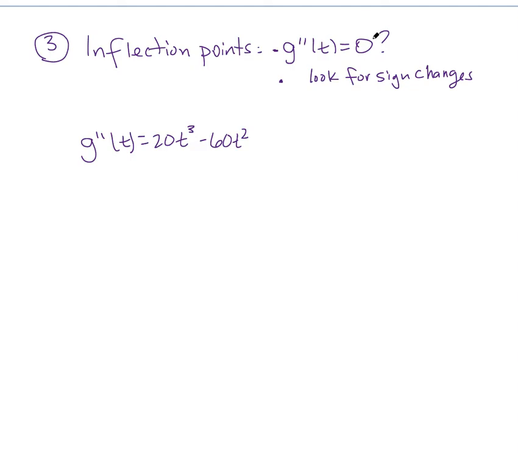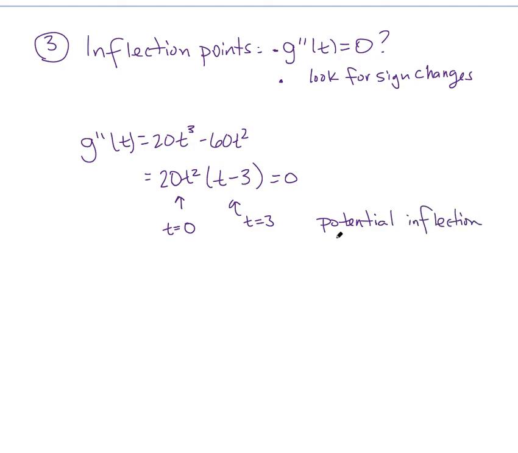So just like the previous work, we want to set this equal to 0. I'm going to first do some factoring. I can factor out a 20 and a t squared from my two terms, and then I'll be left with t minus 3. When I set this equal to 0, now I can easily see what my potential inflection points are. They're going to be at t equals 0 and t equals 3. I'm writing potential inflection points because we don't actually know yet where the sign changes are.